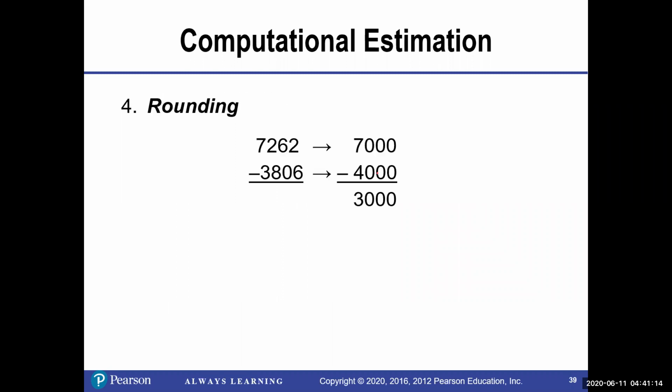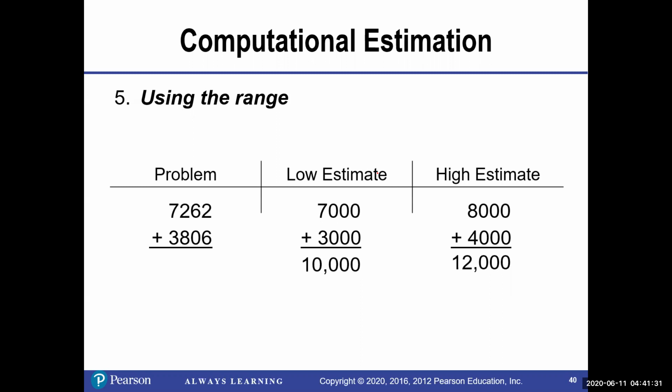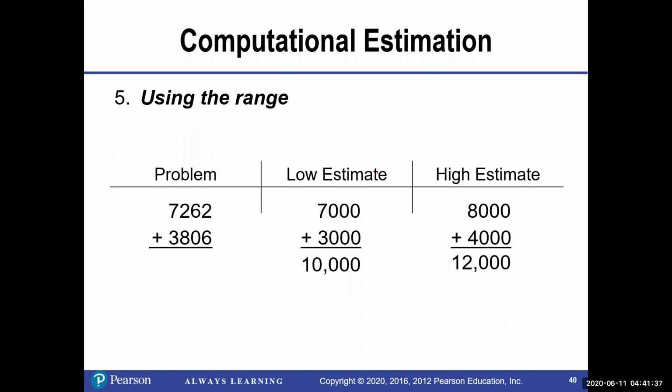Okay, so here it talks about rounding. Okay, and you know how to round, right? If you want to round 726, that is about 7,000, and 3,806 is about 4,000. You put them together and use a range of numbers, okay? And that is the end of this section.